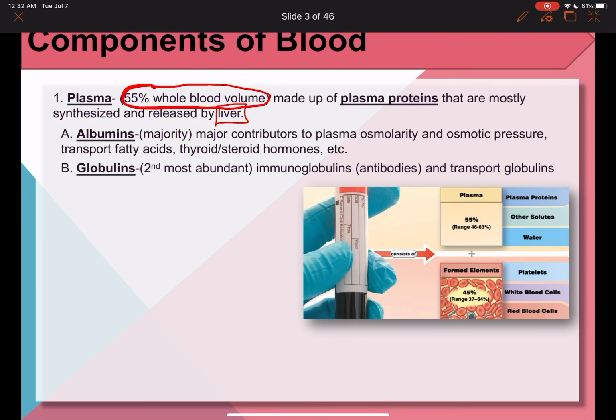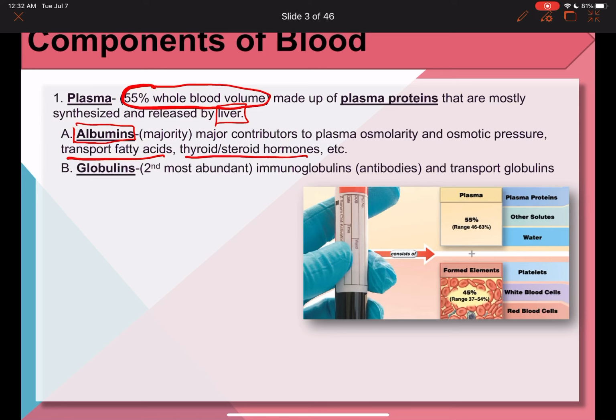Now, there are 3 major types of proteins floating around in the liquid portion of your blood, the plasma. Albumin makes up the majority of plasma proteins, which is why they are the major contributors to plasma osmolarity and osmotic pressure, because there are so many of them. And again, the majority of these proteins are made within the liver. Albumin can transport fatty acids, thyroid and steroid hormones that we talked about last chapter, etc.